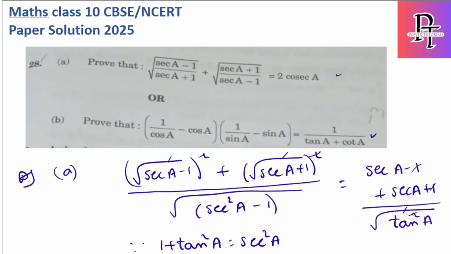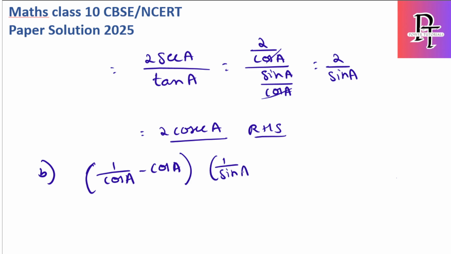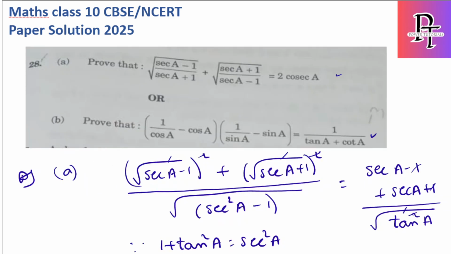Okay, first is done. Let's do the B part. 1 by cos A minus cos A, into 1 by sin A minus sin A. So for this question, what I will do is I will do both LHS and RHS parallelly and make sure both will come to the same answer. Okay, what is RHS? 1 by tan A plus cot A.